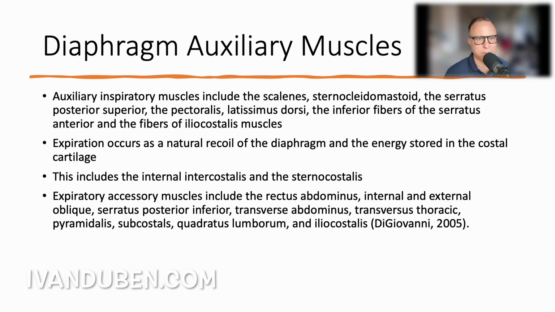Expiratory accessory muscles include the rectus abdominis, internal and external oblique, serratus posterior inferior, transverse abdominis, transverse thoracic, pyramidalis, subcostals, quadratus lumborum, and iliocostalis. It's worth considering that a dysfunctional diaphragm can lead to overburdened accessory breathing muscles, such as the scalenes, as they connect to the apical pleural dome, or it can also affect something like the quadratus lumborum muscles or psoas muscle, contributing to shortening of the psoas.